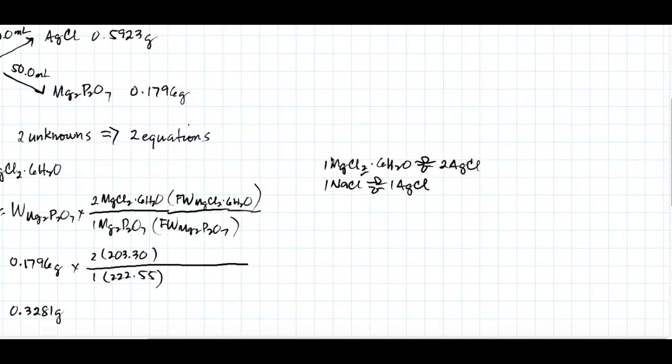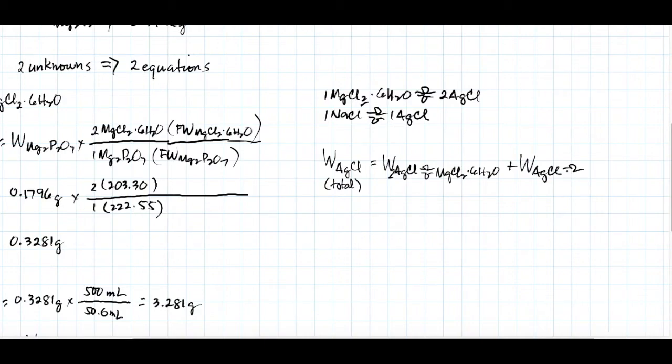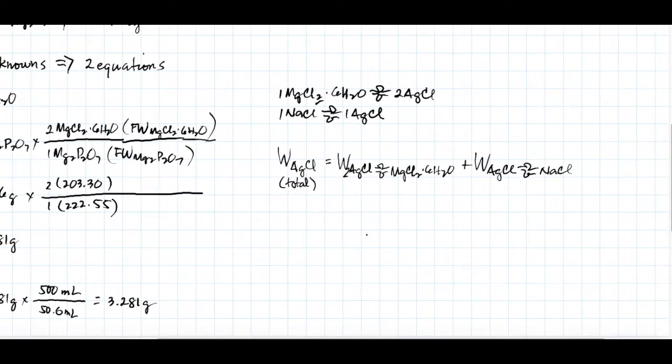So now we need to write an equation involving silver chloride. Okay, so, according to this, the weight of silver chloride, let me write here that this is the total amount of silver chloride that is equal to the weight of silver chloride, which is chemically equivalent to magnesium chloride hexahydrate. Okay, you have a 1:2 relationship, so let me write there 2. So plus the weight of silver chloride coming from sodium chloride.